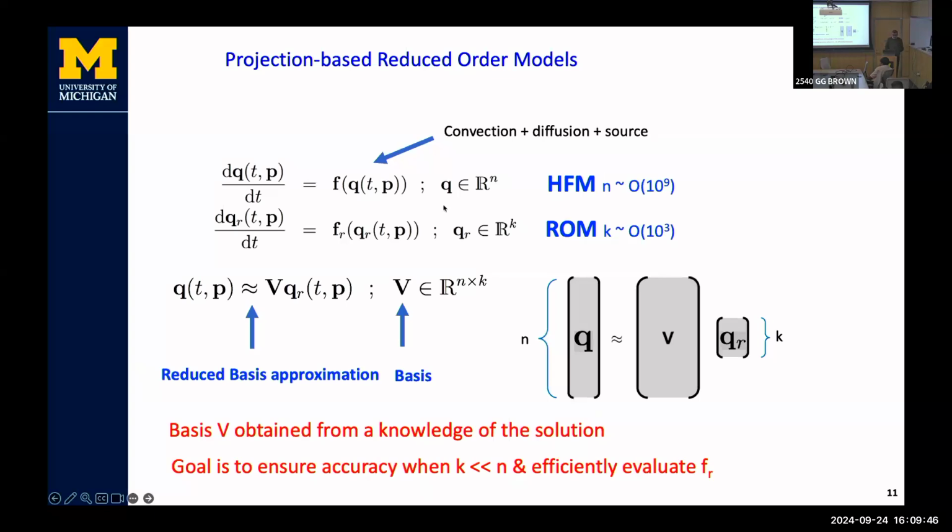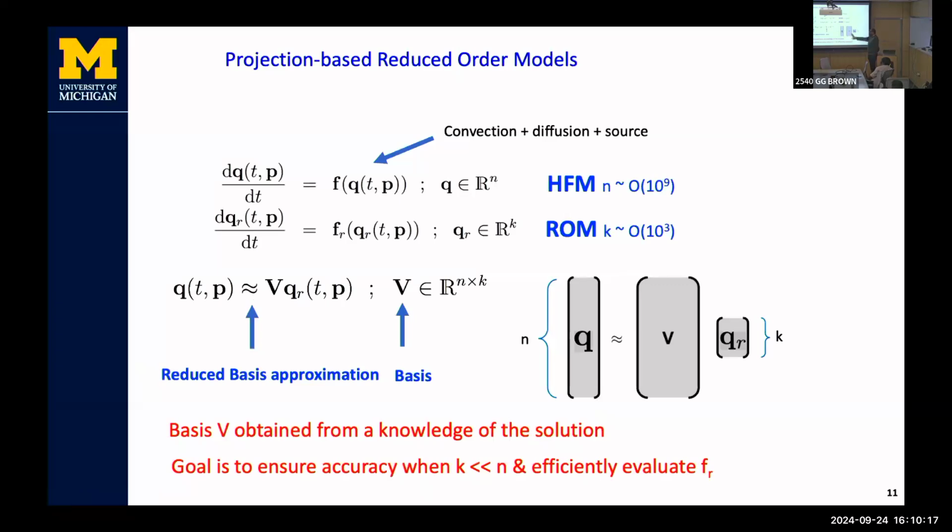So the goal is to develop this reduced order model where you find an alternate set of equations that is much lower dimension. You go from 10 to the 9 to 10 to the 3. And so the relationship, and you go from Q to Q_R. Q is in n-dimensional space, Q_R is in k-dimensional space. And to go from Q to Q_R, you can either use a linear basis or a linear manifold on which you're approximating, or it can be nonlinear.